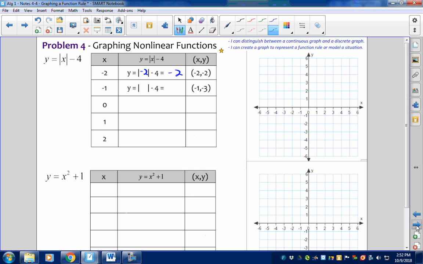Next one. Absolute value of -1 is 1. 1 minus 4 is -3. Oh, so it's going up by 1, but in negatives. Yeah, it's going up in 1s by negatives. There we go. So it'd be 0, -4. Correct?